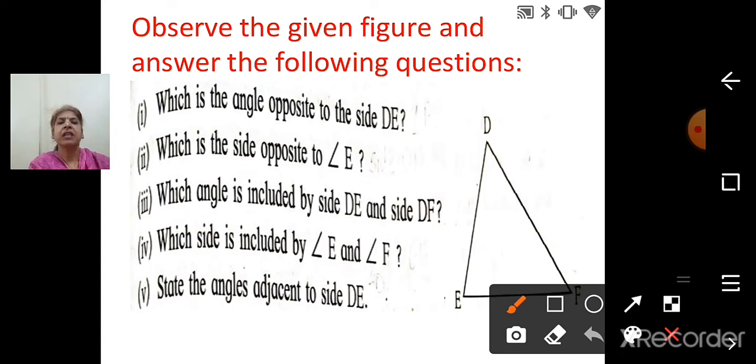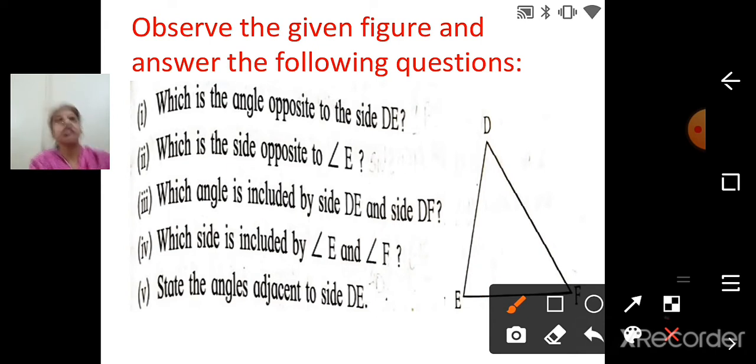Which side is included by angle E and angle F? This is angle E and here it is angle F. So which side is included by it? It is side EF. This side, right? And state the angles adjacent to side DE. Adjacent means they have the common vertex. So this is side DE. So angles adjacent will be angle D and angle E. Single letter name we have written.